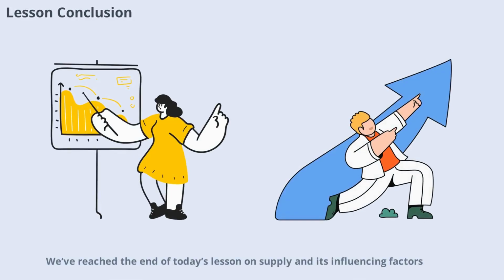We've reached the end of today's lesson on supply and its influencing factors. From government policies to natural conditions, each element plays a role in determining how much of a product is available in the market. By understanding these concepts, we can better appreciate how markets function and why prices change.